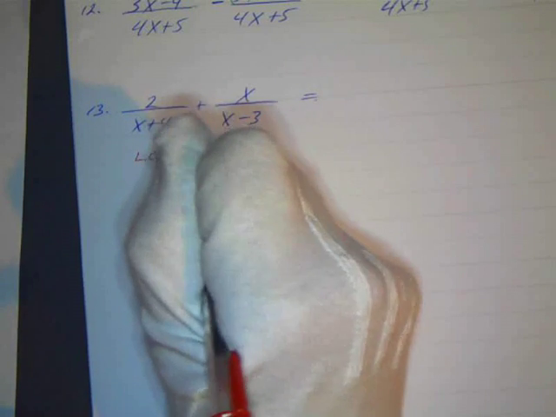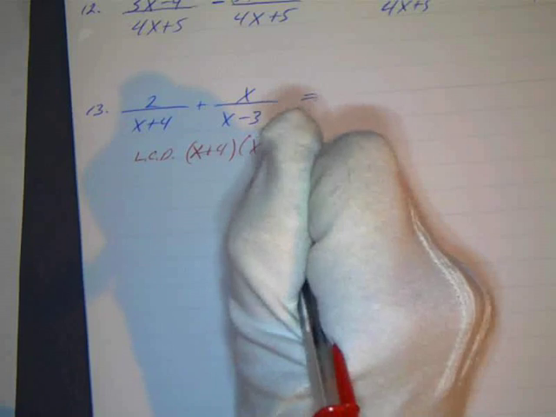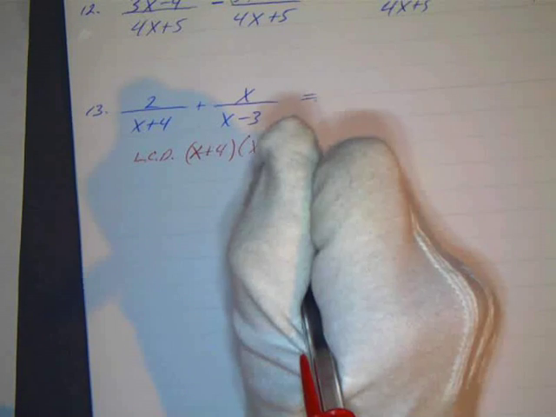So I've got an x plus 4, so I'm going to have an x plus 4 in my LCD. And I have an x minus 3, so I'm going to have an x minus 3. Now these are what we call relatively prime. They don't have any common factors. It'd be like 2 and 3.